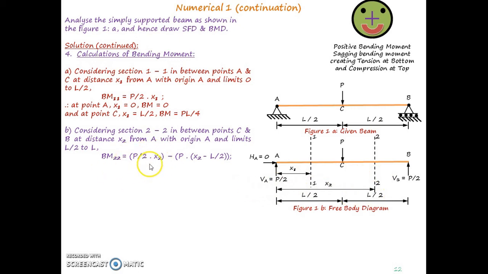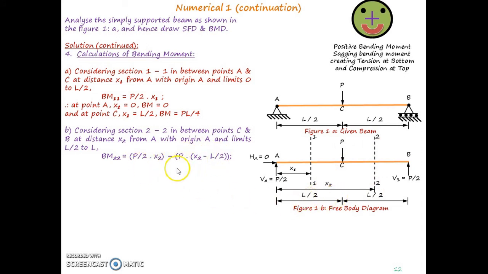This is the first term, P by 2 into x2, and this is clockwise. Then there is the externally applied force P. The total distance up to section 2-2 is x2, and from A to C the distance is L by 2, so the remaining distance between point C and section 2-2 becomes x2 minus L by 2. So the moment due to P up to section 2 will be P multiplied by x2 minus L by 2. This is the second term.